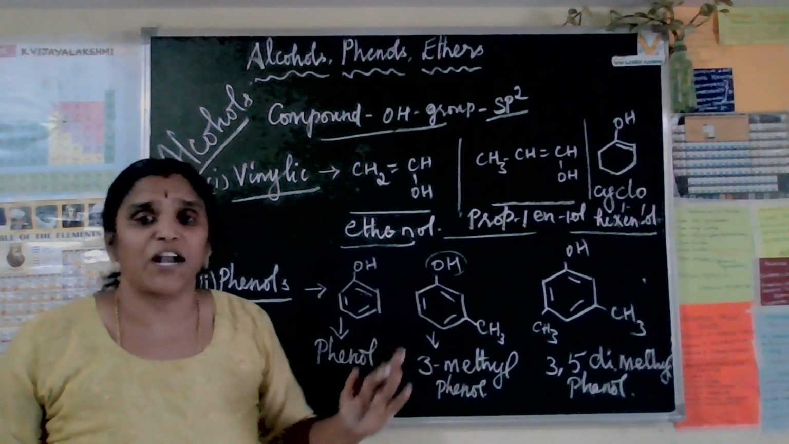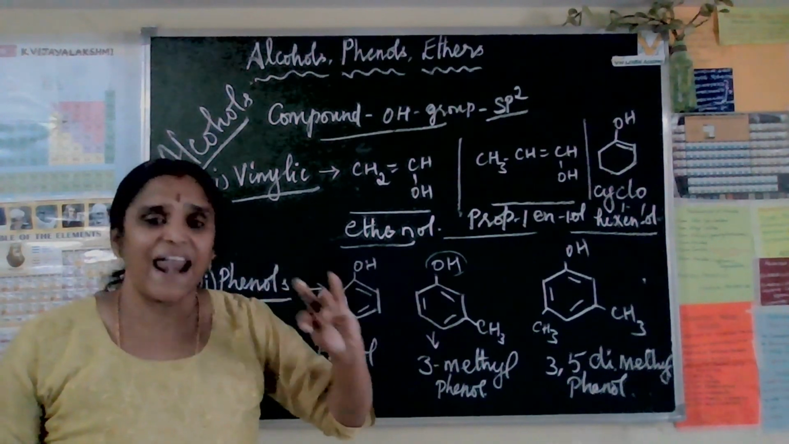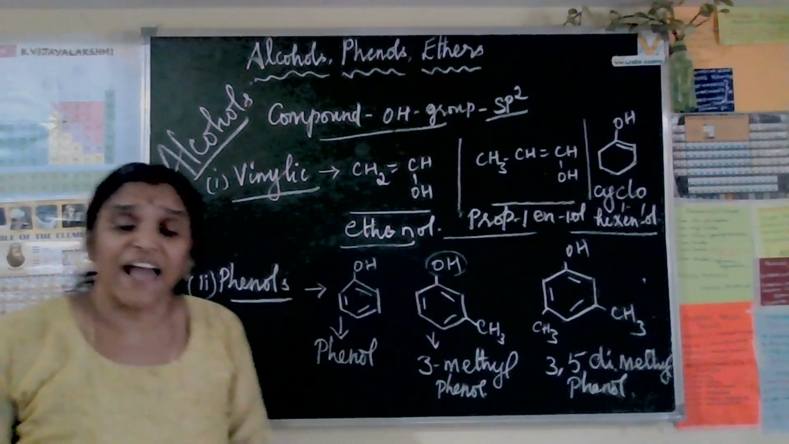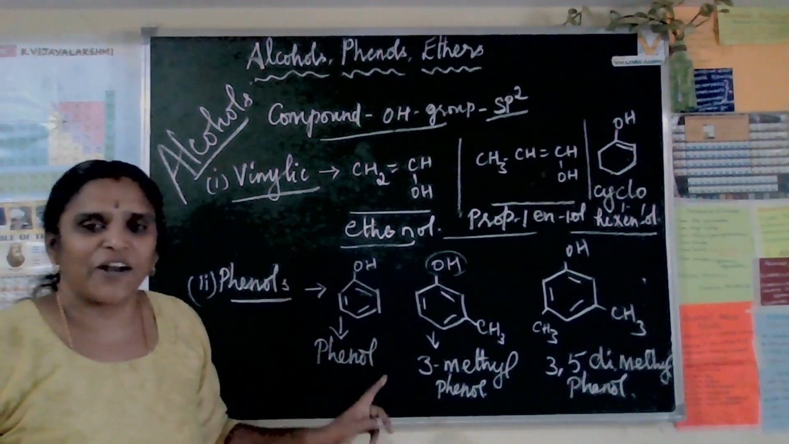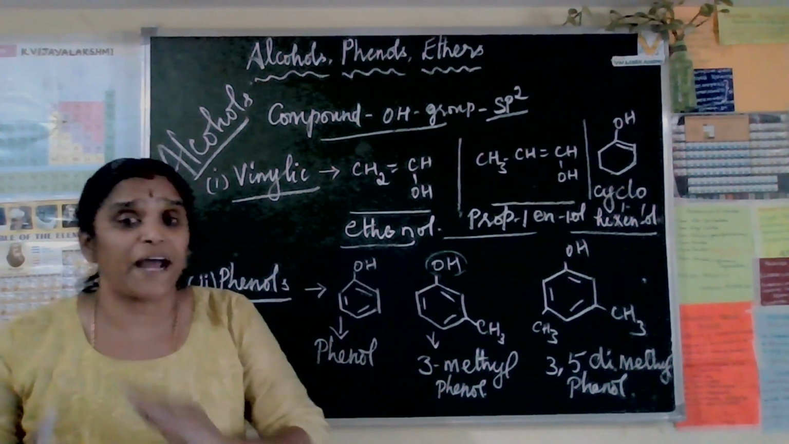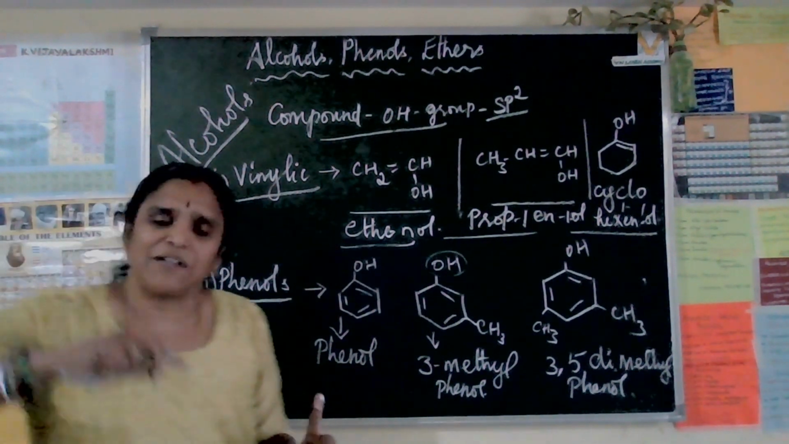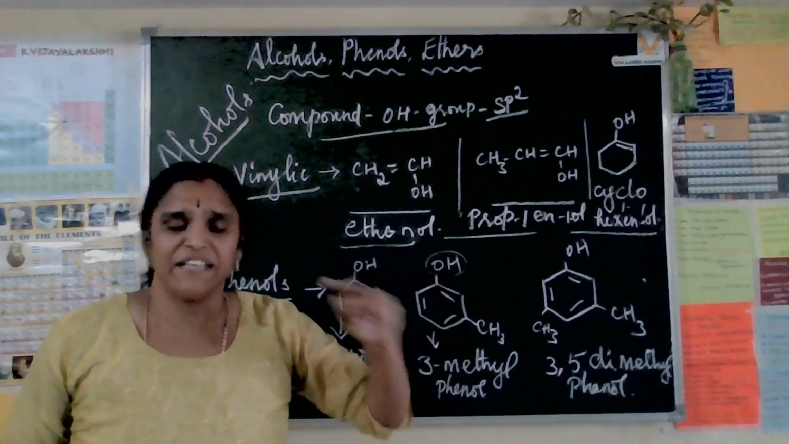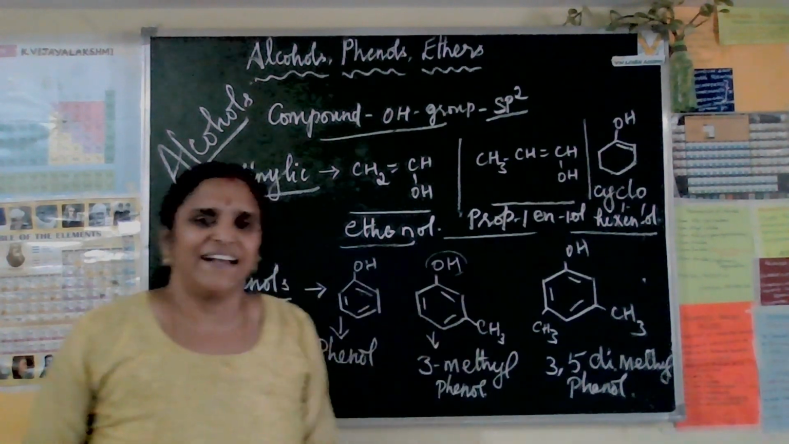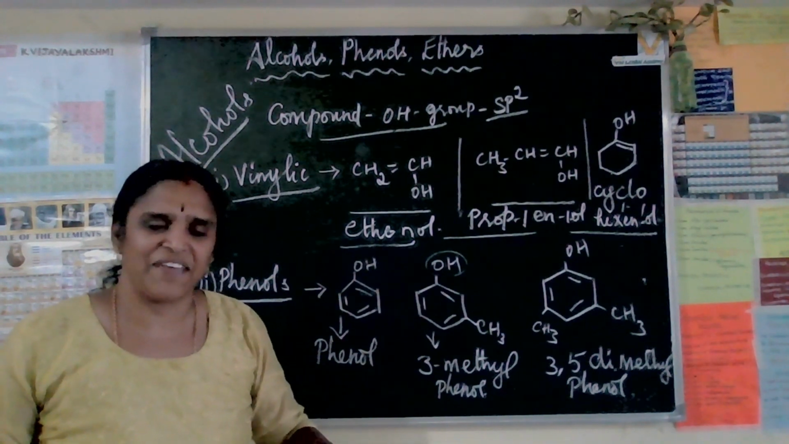In the same way, next is sp2 and sp3. In sp3, the points we have gone through are primary, secondary, tertiary, and allylic and benzylic. And here, sp2 hybridization: vinylic and phenols. Here the OH group directly attaches to the double bond, that is aliphatic, and here the aromatic ring. In sp3 hybridization, the OH group attaches to the saturated carbon that is attached to the double bond: allylic and benzylic. Hope you're clear with it, all these points we have gone through.